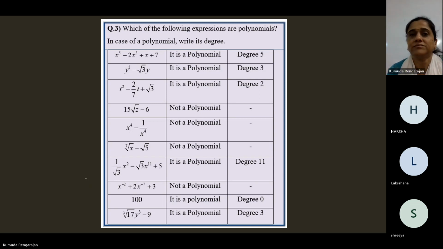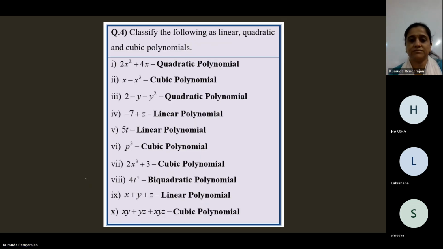If it's a polynomial, write the degree. If it's not a polynomial, there is nothing like degree. For an algebraic expression, there is nothing like a degree of an algebraic expression. It's degree of a polynomial.